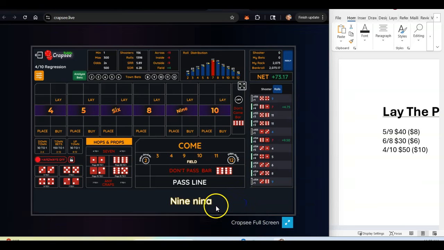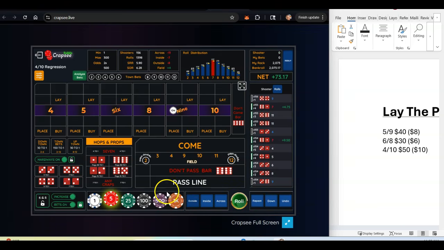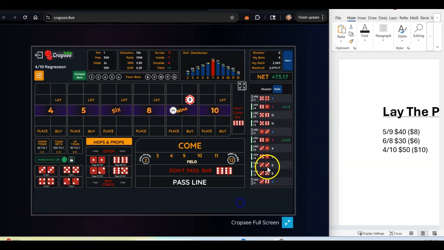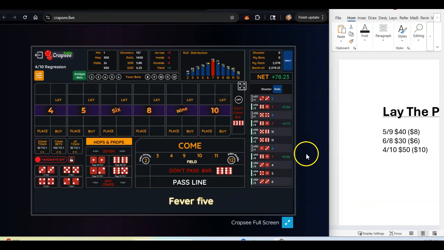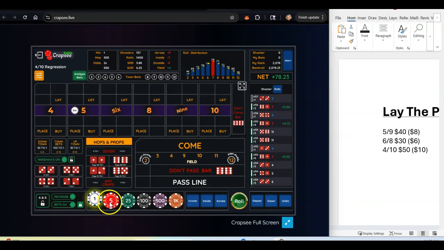Nina Nina. Oh, our friend the 9 again. That's 8. Seven out. There we go. All right. Fever 5. All right. So let's jump back out and bounce to the 5 for $8. And we're only using the outside numbers on this specific way that I'm playing.